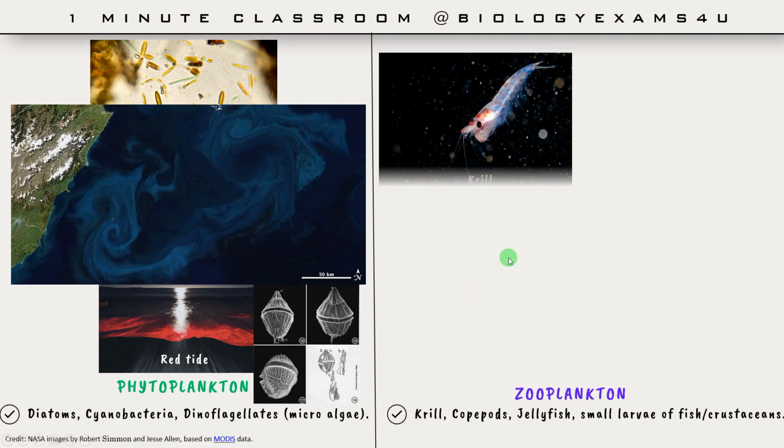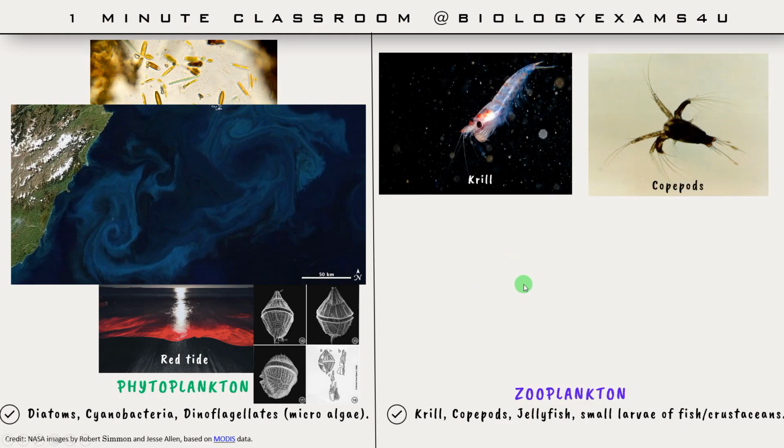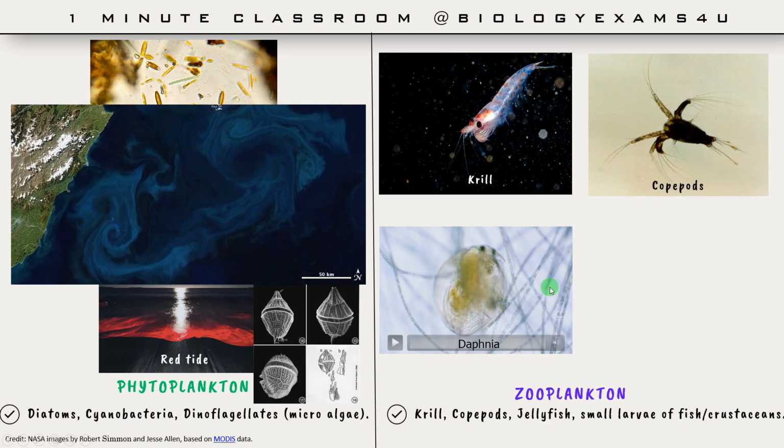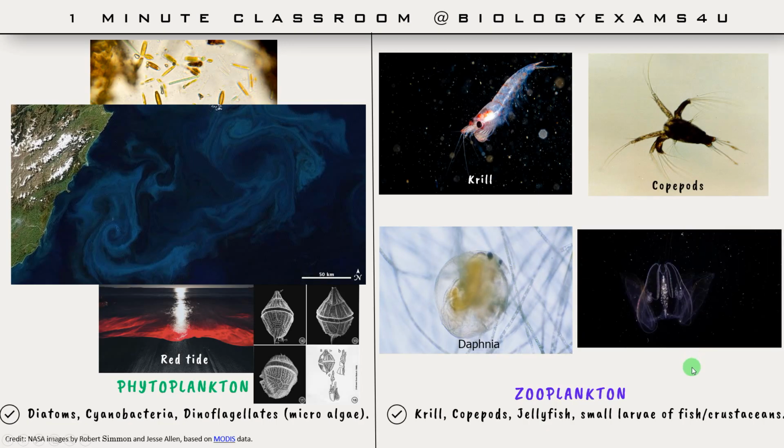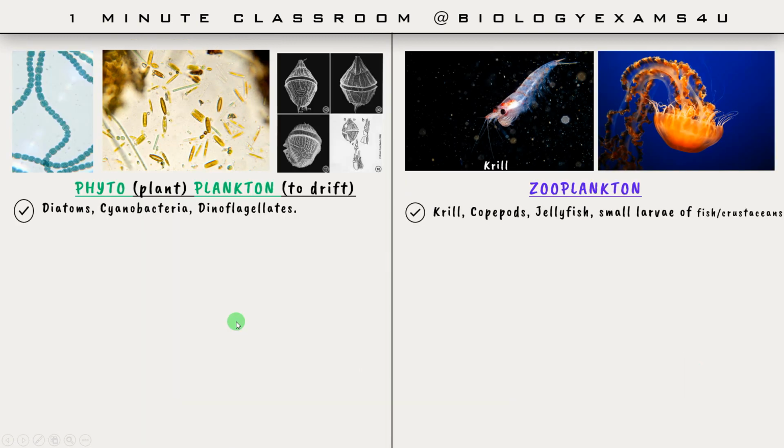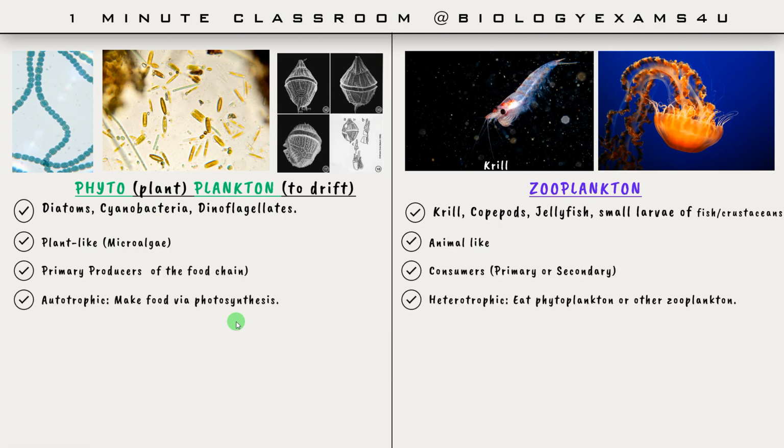Zooplankton include krills, copepods, jellyfish, even small larvae of fish and crustaceans. All comes under zooplankton. Phytoplanktons are plant-like, whereas zooplanktons are animal-like. Phytoplanktons are the primary producers of the food chain. They are capable of carrying out photosynthesis, whereas zooplanktons are the consumers. They are heterotrophic, eat other phytoplankton or other zooplankton.